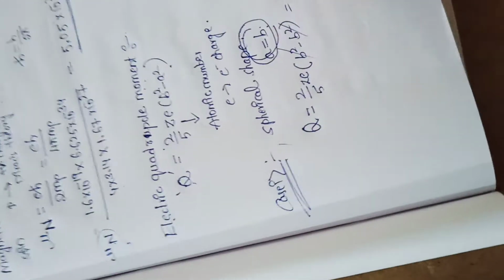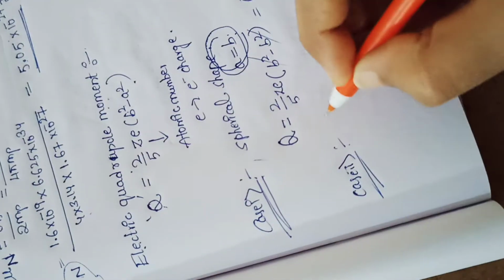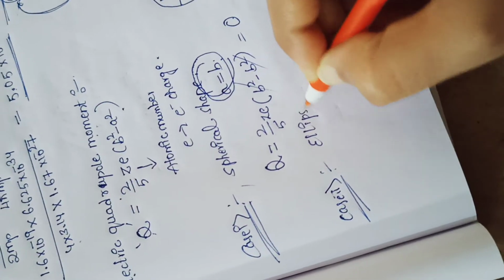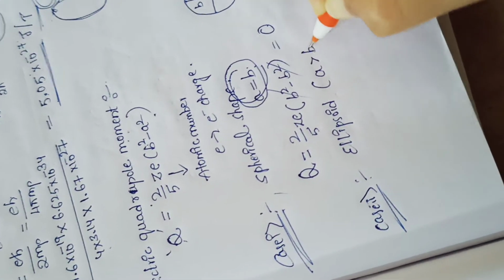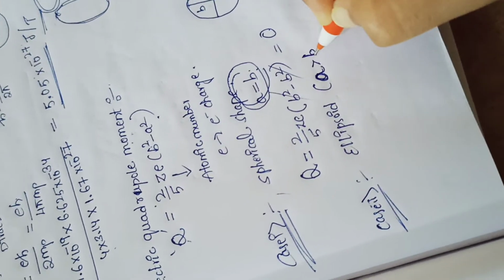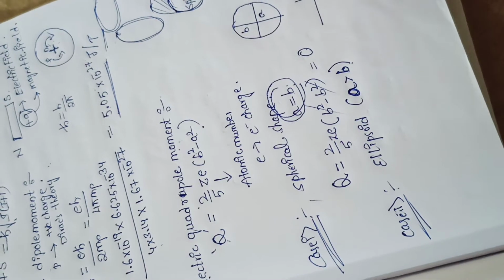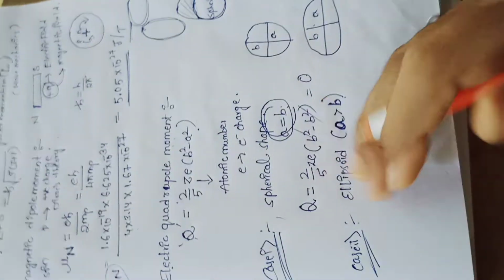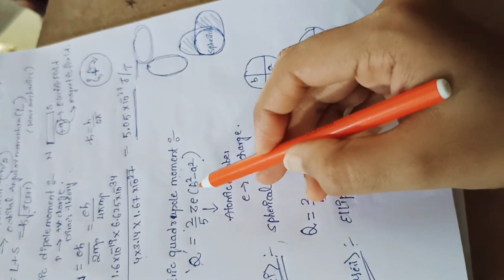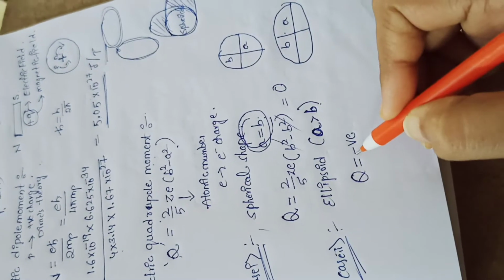But for case 2, take an ellipsoid shape. For ellipsoid, for example, if A is greater than B, here A is the semi major axis and B is the semi minor axis. For example, A is bigger than B, like this. Here it is A, it is B. A is greater than B. Then in that case, what will happen? A is greater than B means the quantity Q is negative.